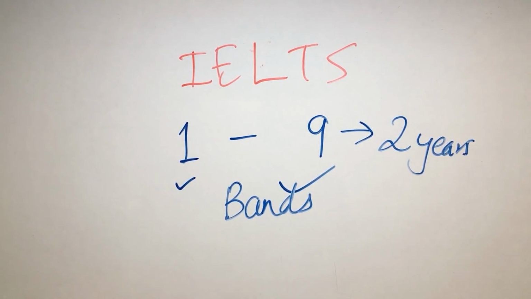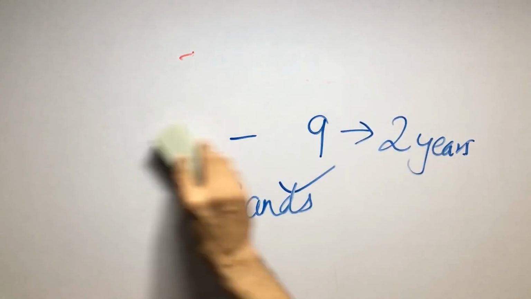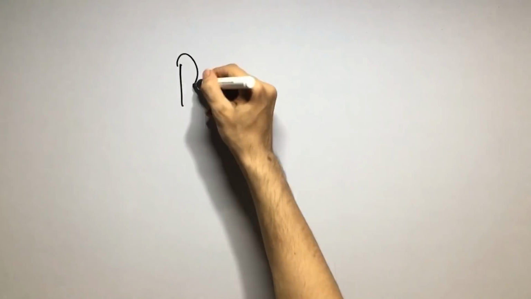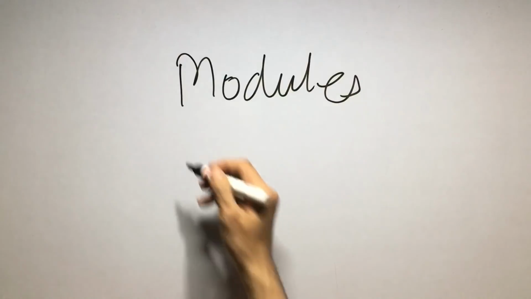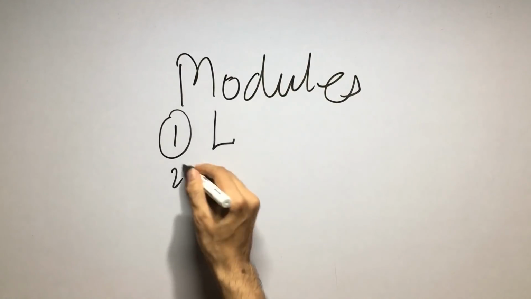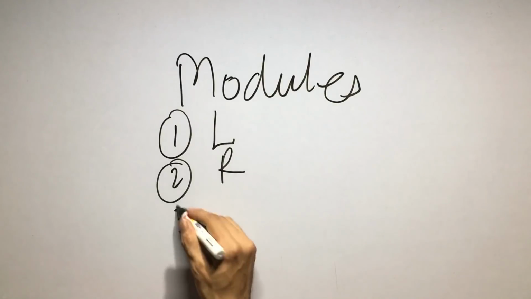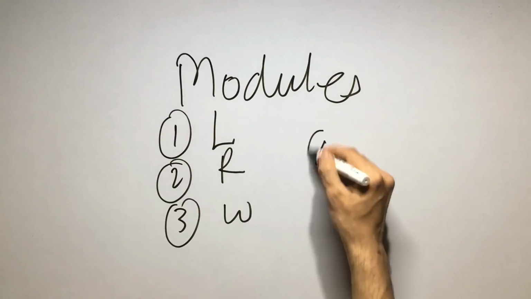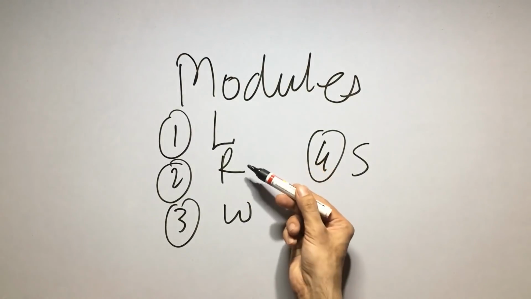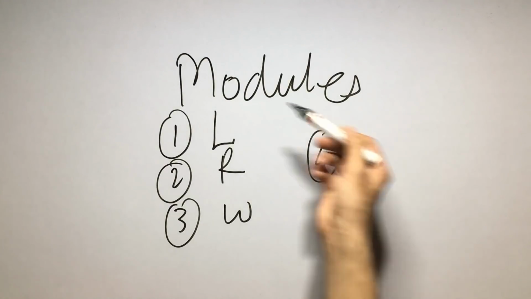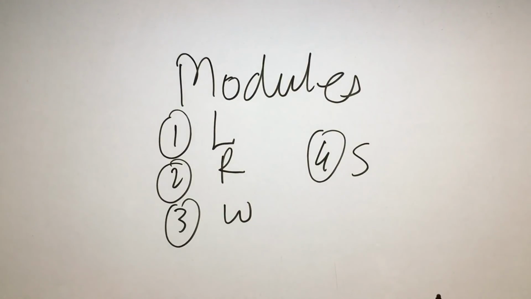Wonderful. Now, how do they test these English language skills? Their test is based on modules. Now, what are these modules? Modules are like your skills. The first one is listening, then we have reading, then we have writing, and finally the fourth one is speaking. So, listening, reading, writing and speaking. These are the 4 modules in IELTS.